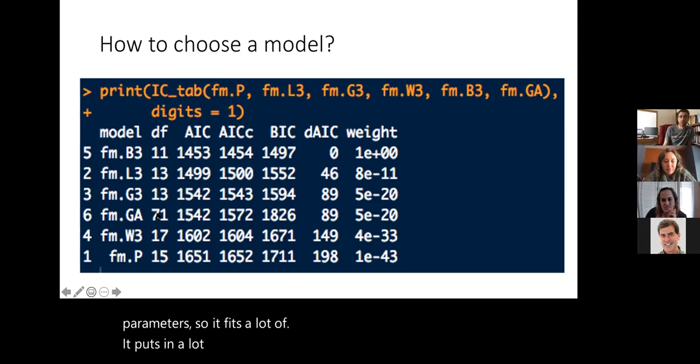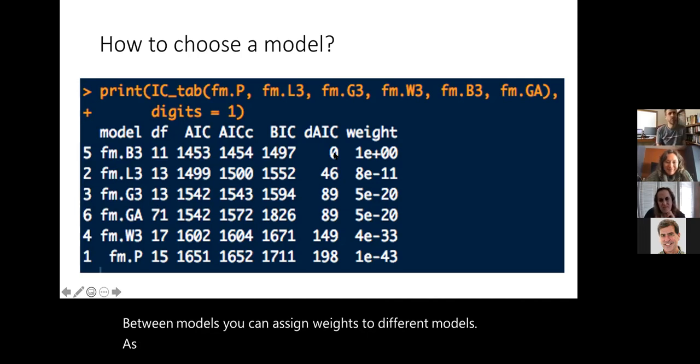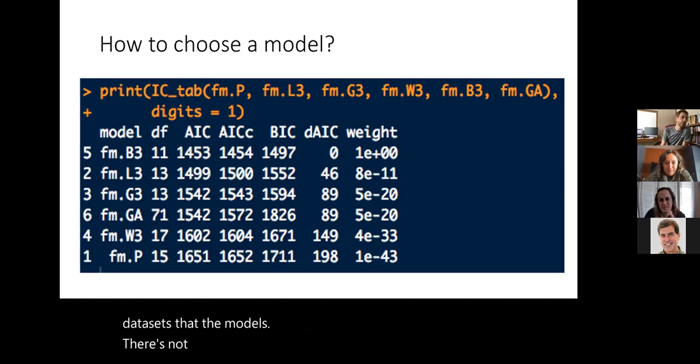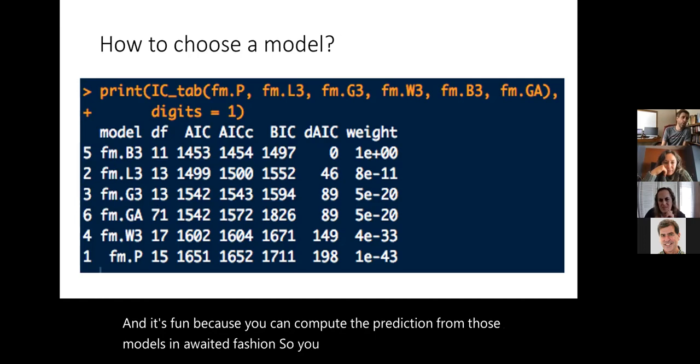It's not the worst model, but it's not the best one. Based on the difference in one of these information criteria, here I chose AIC, between models, you can assign weights to different models. As I said, it would have been fun to have an example. I have other data sets where there's not one clear winner. And it's fun because you can compute the prediction from those models in a weighted fashion, so you don't have to pick one winner.